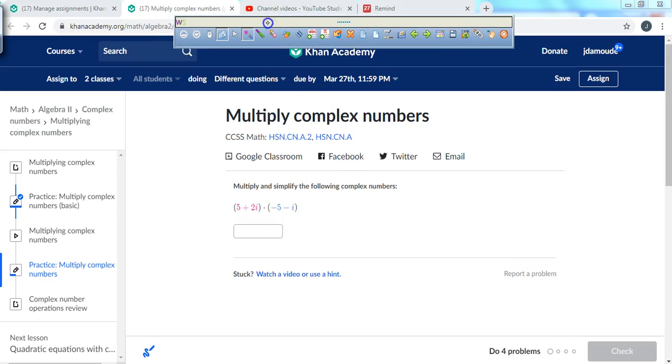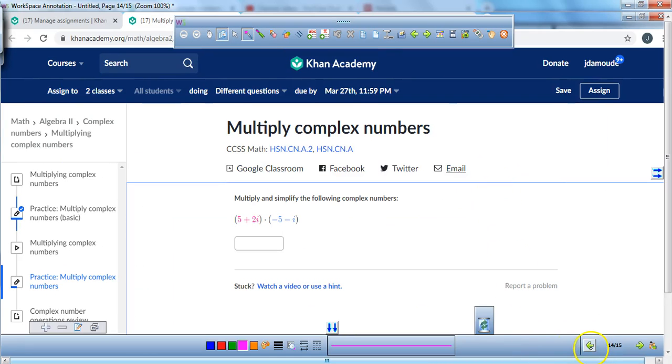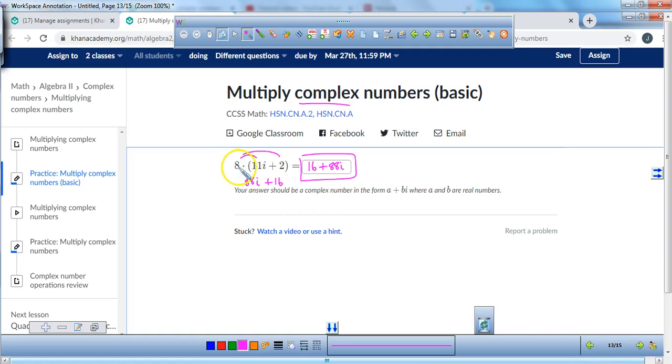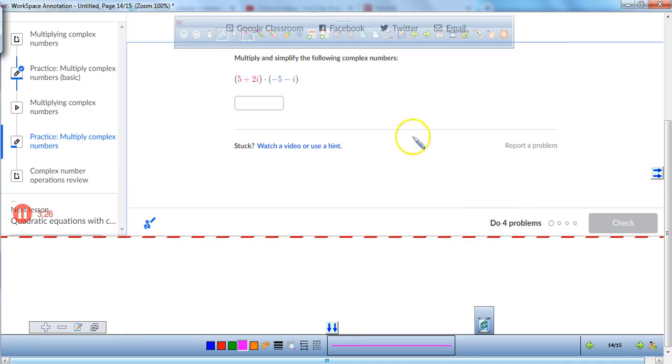Alright, now what we're going to be tackling is the next section, which is multiply complex numbers, where it's a little bit more difficult. You'll see here we just had a real number and we were multiplying it to a complex number. Here we have a binomial multiplying it to another binomial. Okay, so we're going to show you a couple ways of doing this. Alright, so I'm going to rewrite it right here. We have 5 plus 2i, and we are multiplying it to negative 5 minus i.